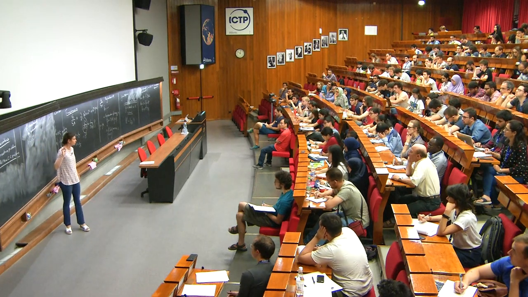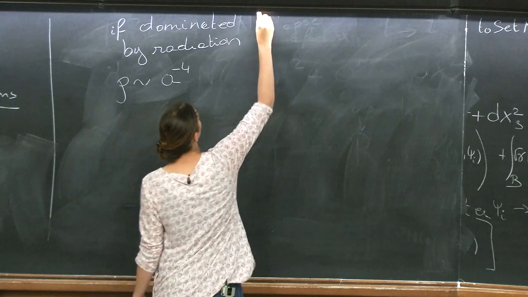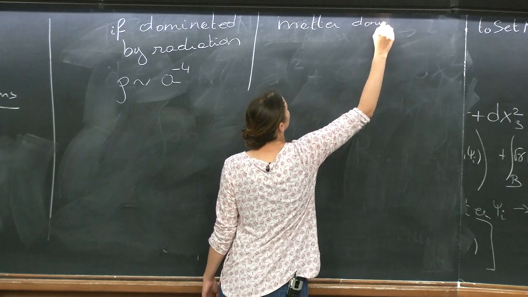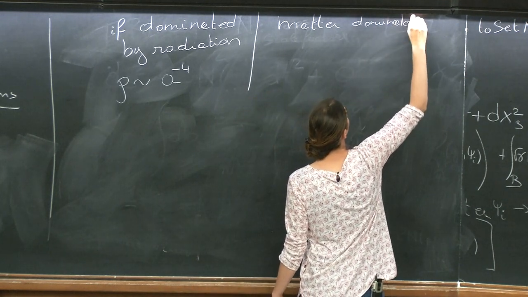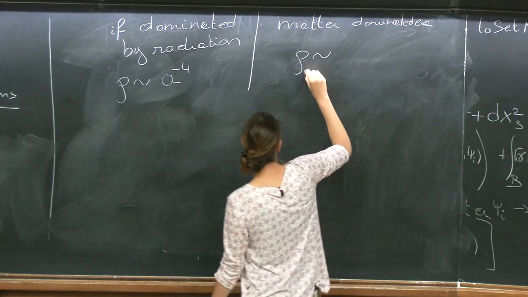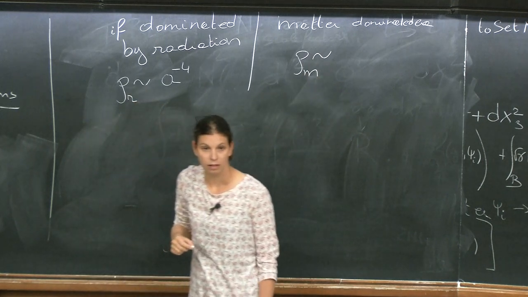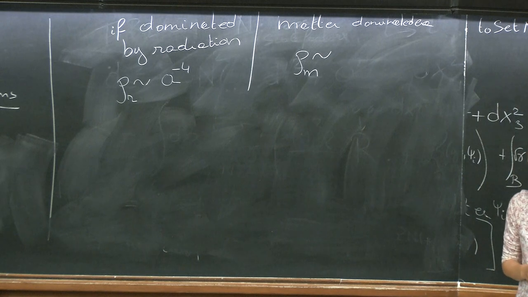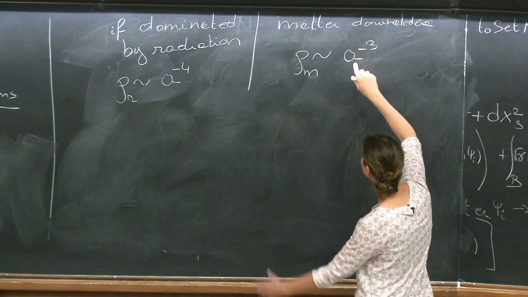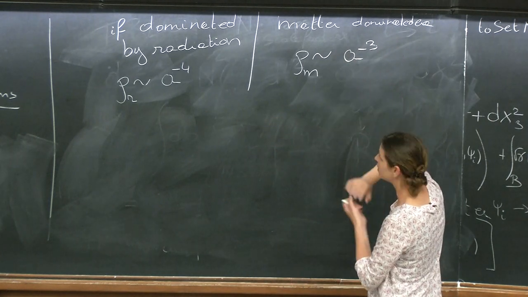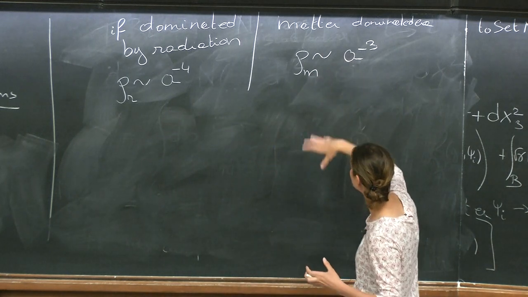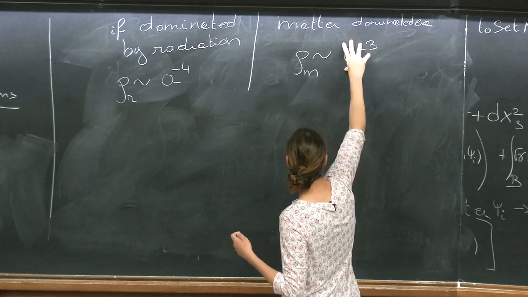I'm not going to go through the derivation of this. And then if we are during the matter-dominated era, and then the energy density, how would that scale with the scale factor? Yeah, okay, very good. So this one is probably the easiest to understand. If it's dust, if you just think of particles, then the volume of your box scales like that distance cubed, and so the density is reduced by the distance cubed.